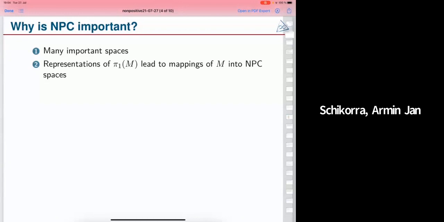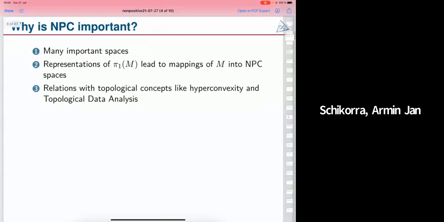And so therefore in algebraic geometry, these spaces turn out to be quite important, and it is important to study maps into such spaces. And then, as I will also explore here, there are important relations with concepts that come from a very different perspective, from topology. We have the concept of hyperconvexity that we will encounter in this talk. And in particular, there are relations with a powerful tool to analyze metric data, which is called topological data analysis, and which is currently a very active branch of investigation.